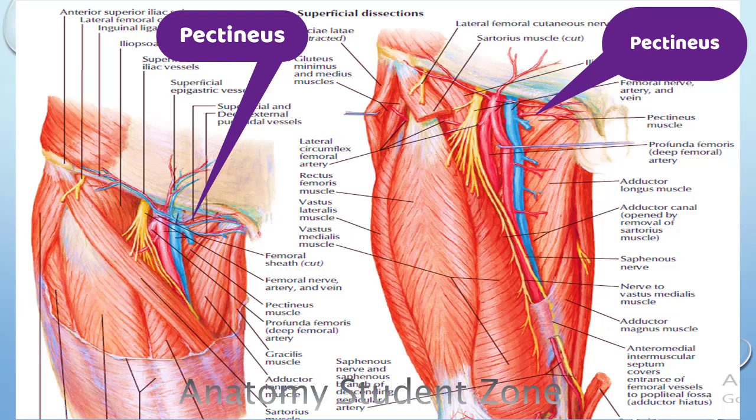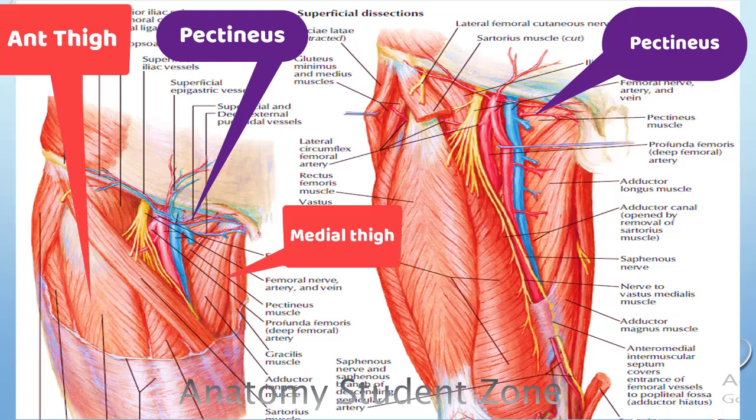Earlier I mentioned the transitional muscle of this compartment. So why are we going to name this muscle as transitional? It's because of its anatomical location. Because this is located between the anterior and the medial compartment of the thigh, that's why it is transitional, because of its anatomical location.